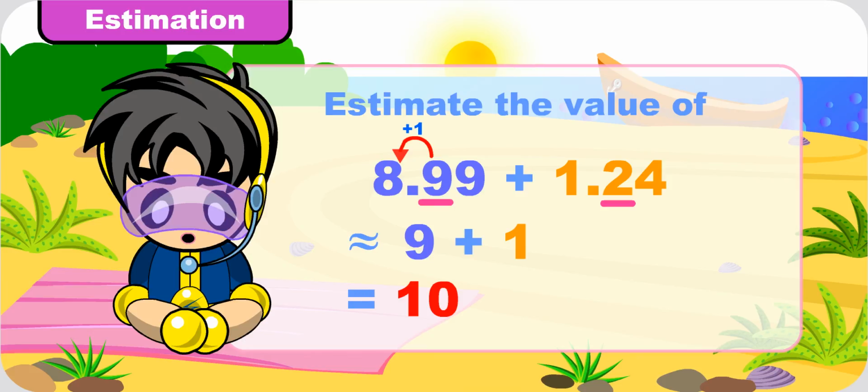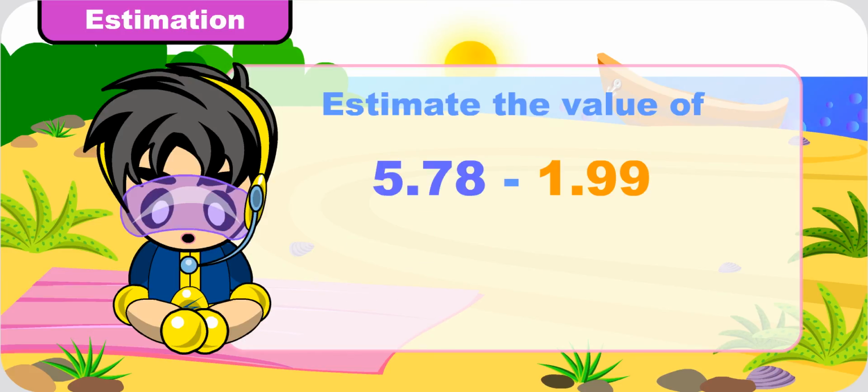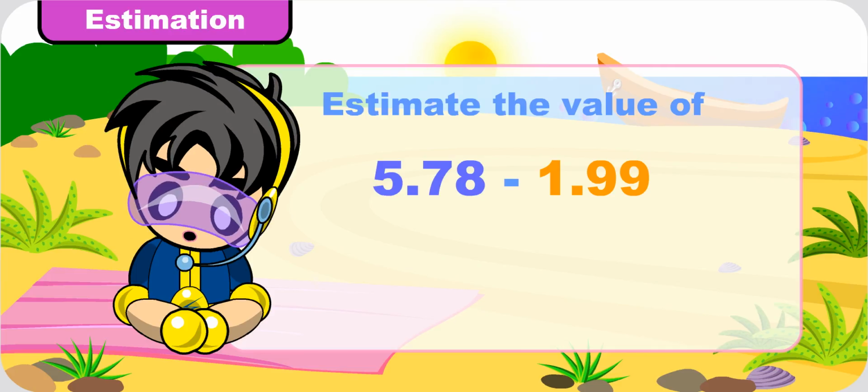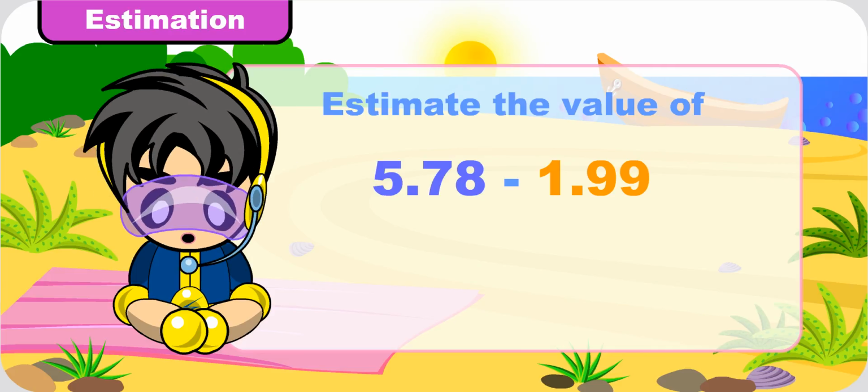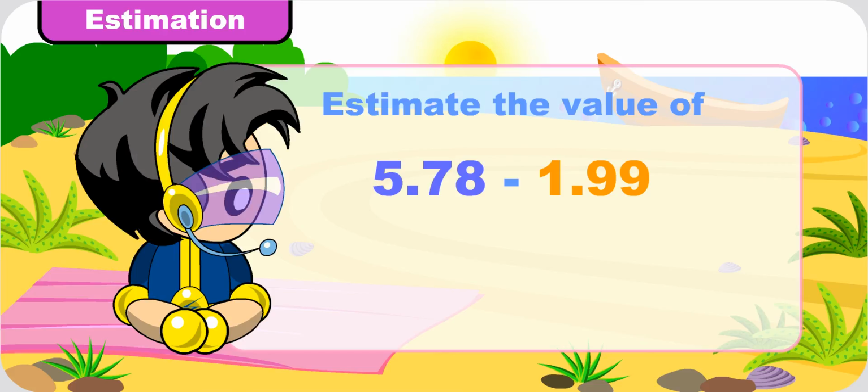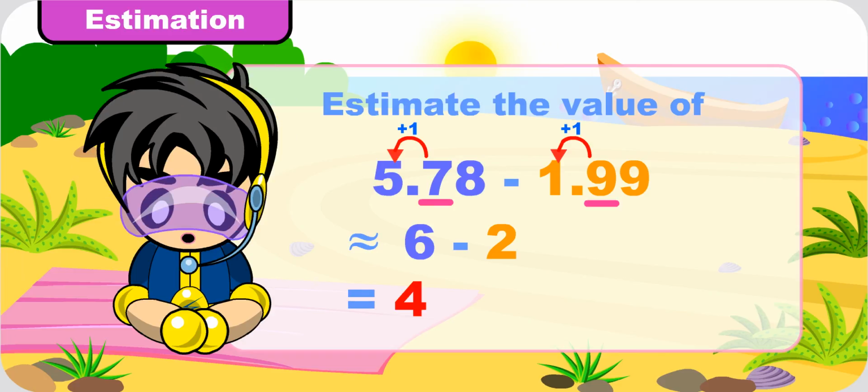Good job! Now you try doing estimation of subtraction of decimals. Do I round off both decimals to the nearest whole number first too? Yes. Okay, 5.78 is 6 when rounded off to the nearest whole number, and 1.99 is 2. I then take away 2 from 6 and the answer is 4.